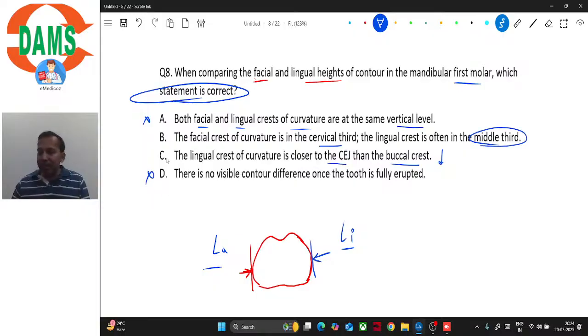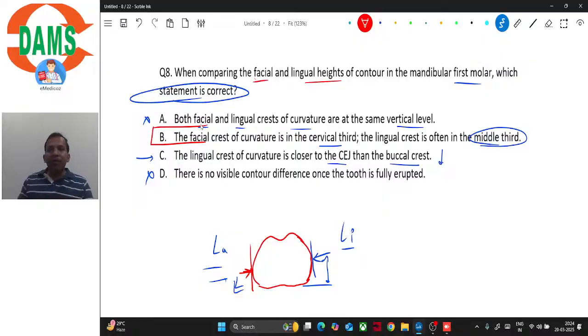So of the B and C, C definitely appears incorrect because the lingual curvature is not more cervical, it is rather more occlusal, as you can see in this diagram. The labial crest of contour is more towards the cervical, and when you compare it with the lingual crest of curvature, it is more occlusal, isn't it? So option B, that is the lingual crest of curvature, is in the middle third, whereas the labial crest of curvature is in the cervical third. This is the correct answer.